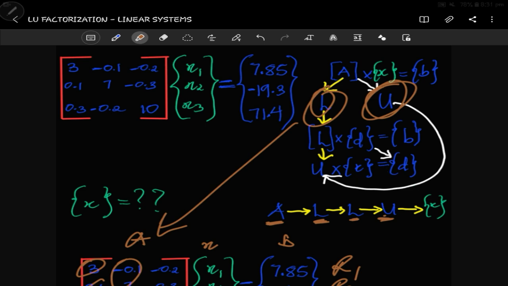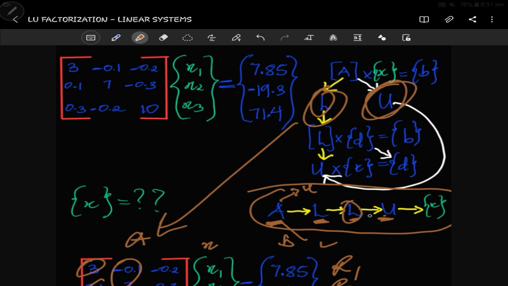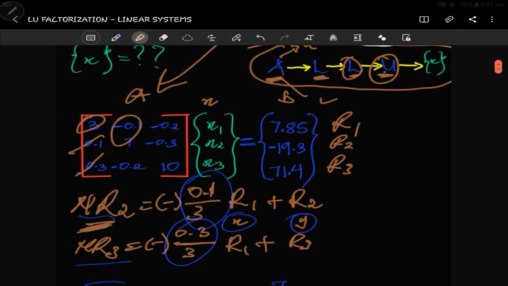So generally, we summarize it this way. When you see this, you know what you're trying to do, right? You have A, you turn it into upper and lower. With the lower, after you found the lower, you multiply the lower by some d to give you b, and with that d that you found, with this u here, you multiply the u by the x to give you the d. So that gives you the x that you are trying to find. So this is the summary of the method, and that's what we did.